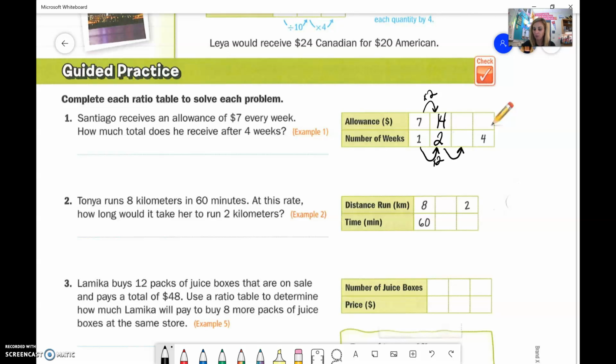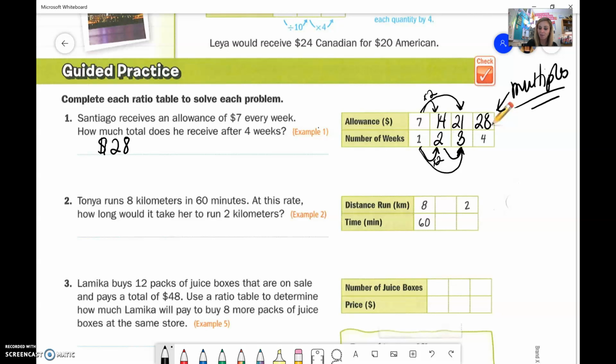So here I go. If I am at 3 weeks, now I'm taking my original 1 week and multiplying it by 3, which gives me 21. Do you see the pattern? 7, 14, 21, 28. We are listing the multiples here on this one. Isn't that crazy? So after 4 weeks, he makes a total of $28.